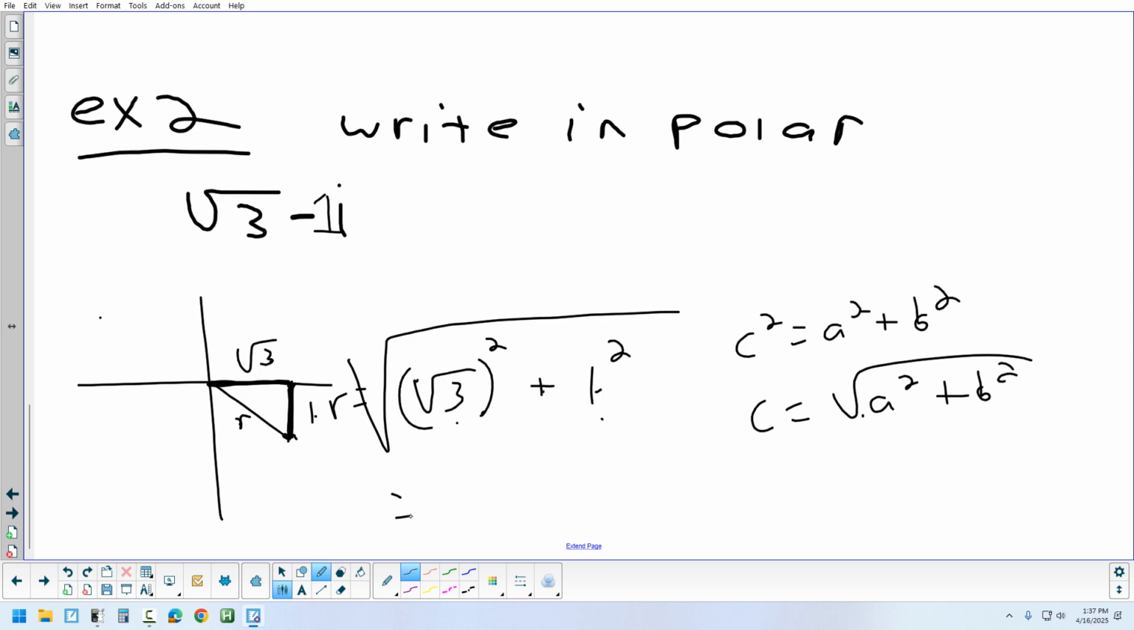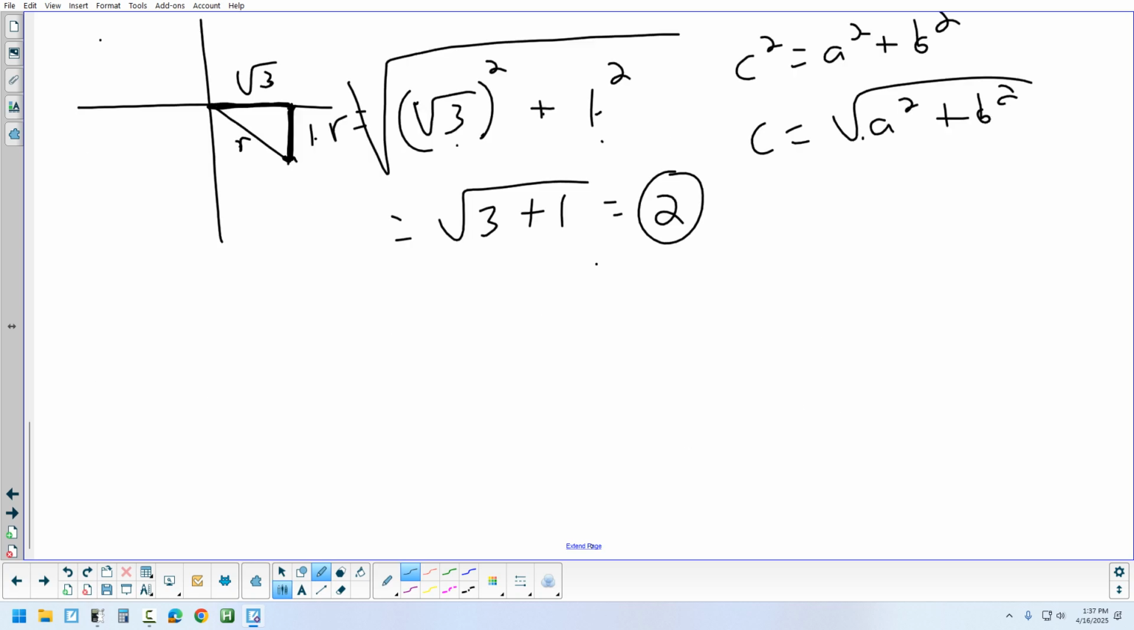So what's the square root of 3 squared? 3. And what's 1 squared? 1. And the square root of 3 plus 1 is 2. So when I write my final answer in a minute, my radius is going to be 2. I'm just going to put that off to the side. So the radius is 2. Now, what's the other thing that I need?